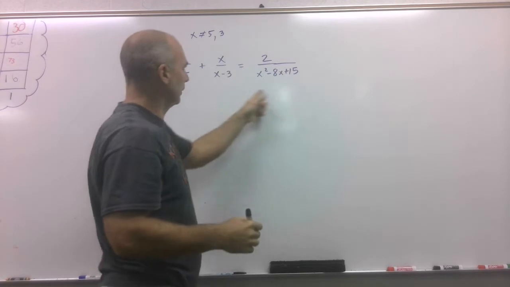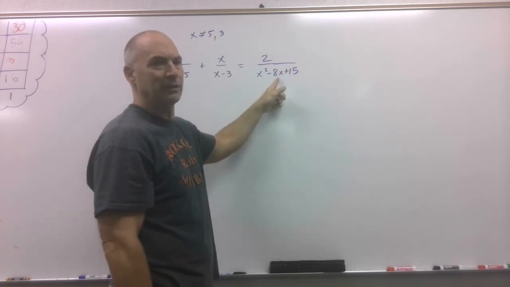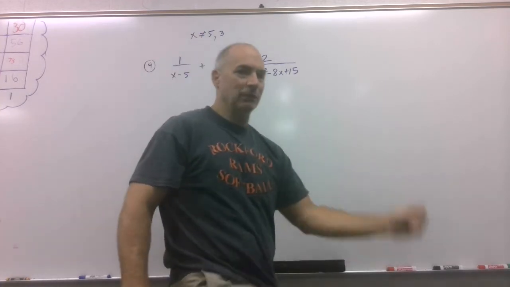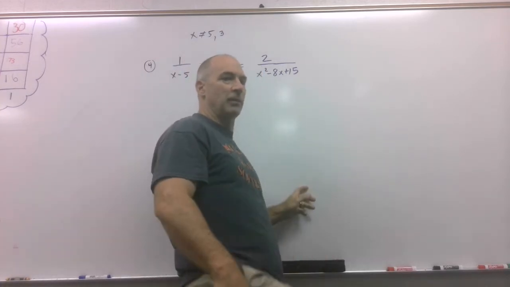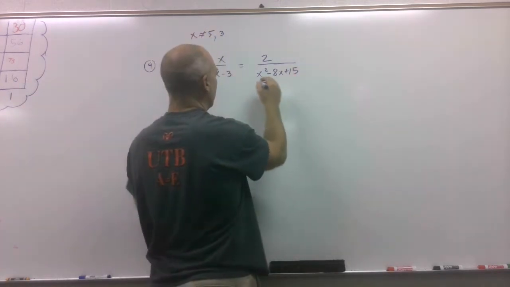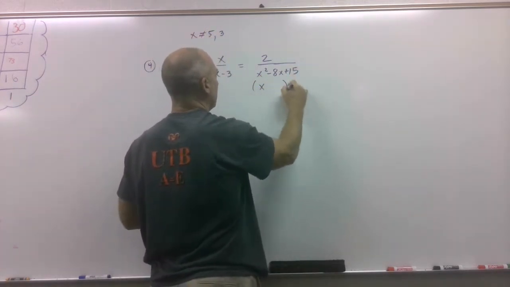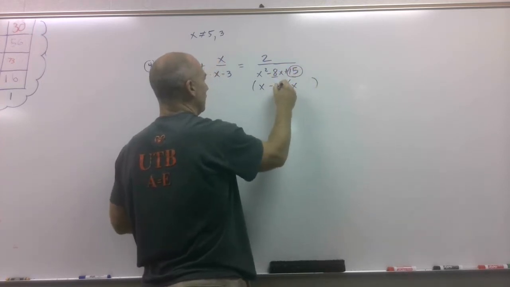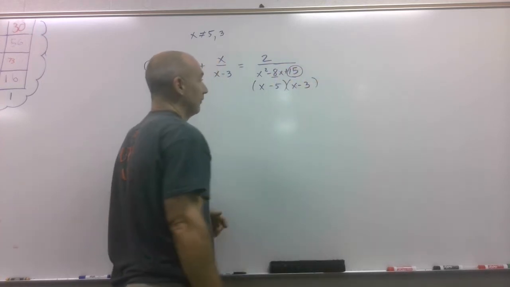But then you look at this and you're like, whoa, what the heck is that? Exactly, it's a trinomial. It's like a doctor hits you on the knee and you only have one response. Bing! You've got to factor it. So it's x and x. Two factors of 15 that add to negative 8 would be negative 5, negative 3.